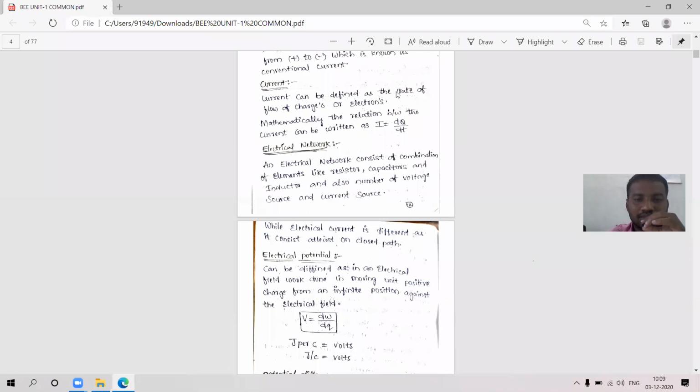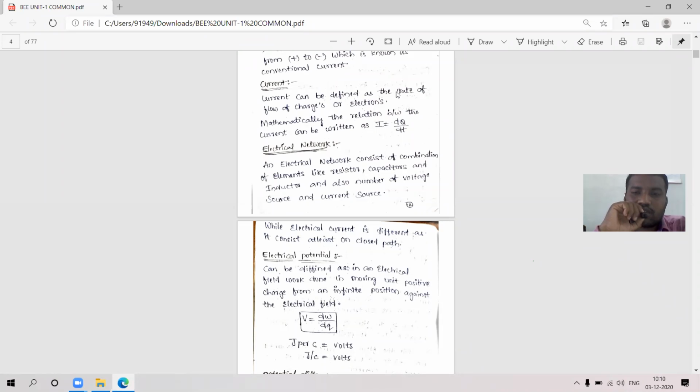Now coming to current, what is meant by current? Just now we discussed, current is nothing but the flow of free electrons with respect to time, the rate of flow of charges. The charge carriers are the electrons only. So the rate of flow of free charges, the electrons, is known as current. Mathematically we can represent current I as I is equal to dq by dt, where q indicates charge.